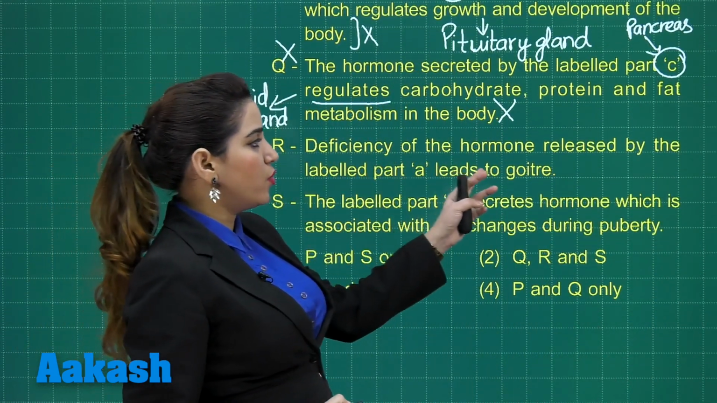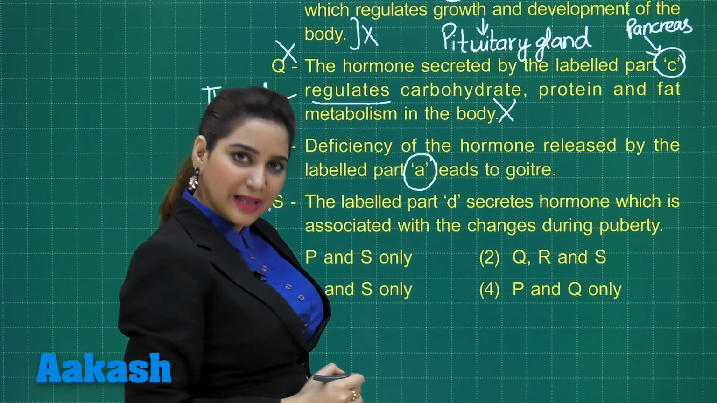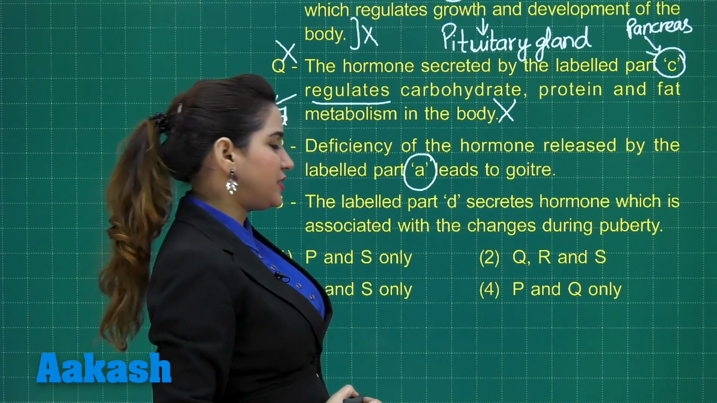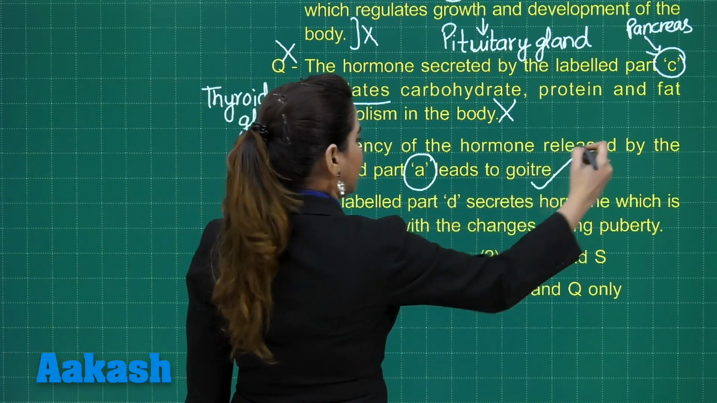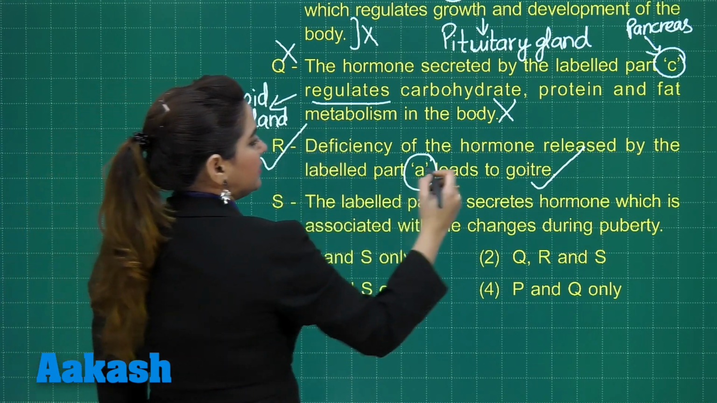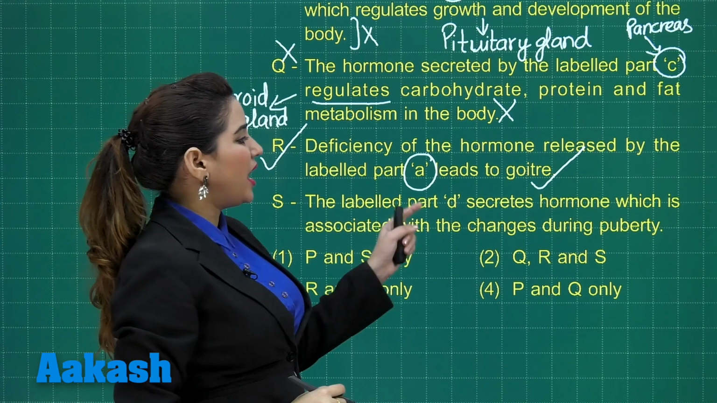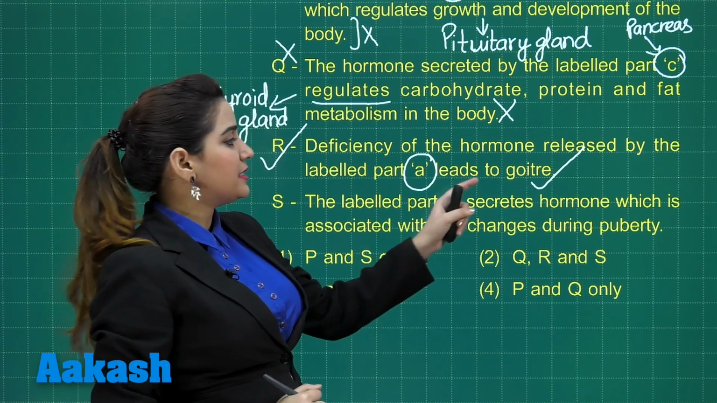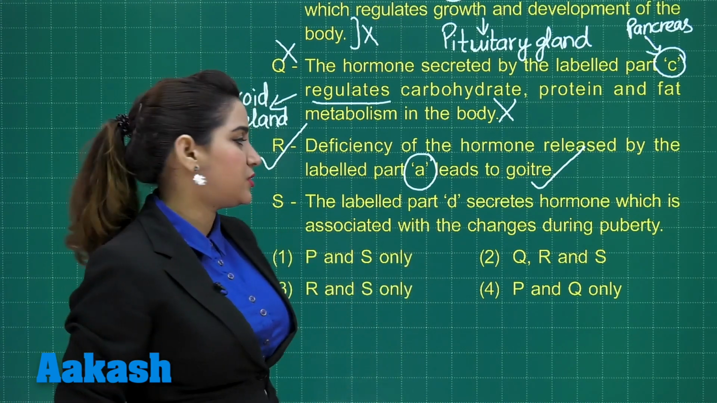Now let's read the remaining two. Deficiency of the hormone released by label part A. Label part A was thyroid gland, leads to goiter, which is right, students. Deficiency of thyroxine leads to goiter. So yes, R is right. And read the next one. S says the label part D. D was testis, secretes hormone which is associated with the changes during puberty, which is also correct.